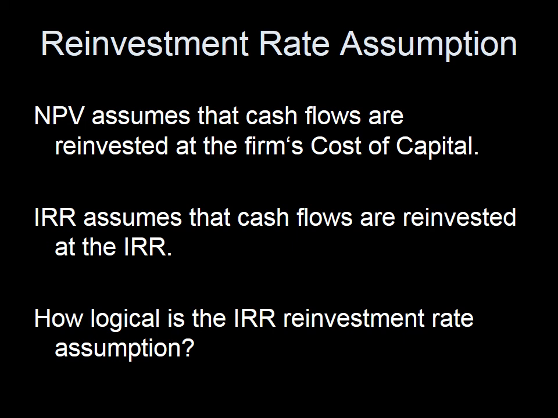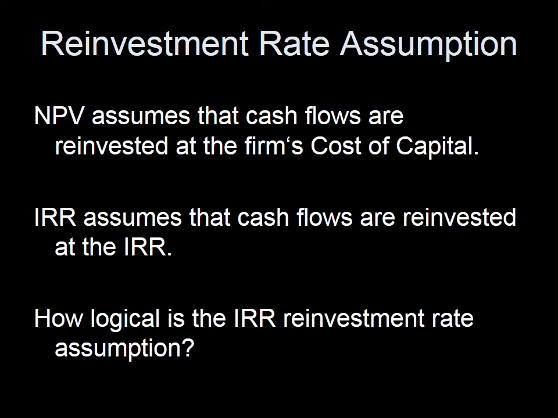So that implies two different assumptions. With the net present value, since we're discounting by the cost of capital, we are implicitly assuming that any cash flows we get from the project will in fact be reinvested at the cost of capital. For the internal rate of return, since we are discounting by the internal rate of return, we are assuming that any cash flows that come off the project are going to be reinvested at the internal rate of return.